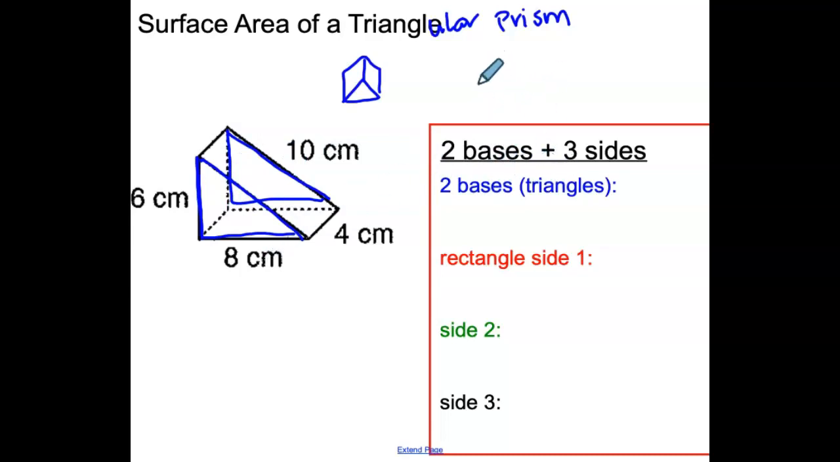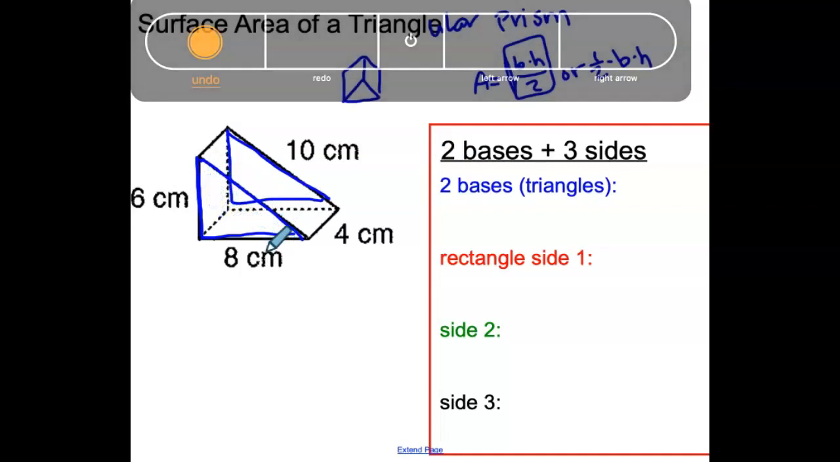Hopefully you remember the area of a triangle, as I'm sure Mr. Campbell taught you well, is base times height over 2, or 1/2 times the base times the height. Either one is fine. I'm probably going to keep sticking with that one though. So let's find the area of one of these triangles. Let's do this front one right here. Let's find the area of that triangle.